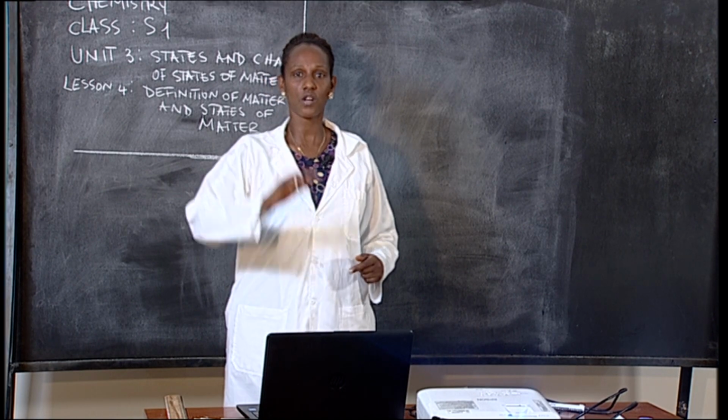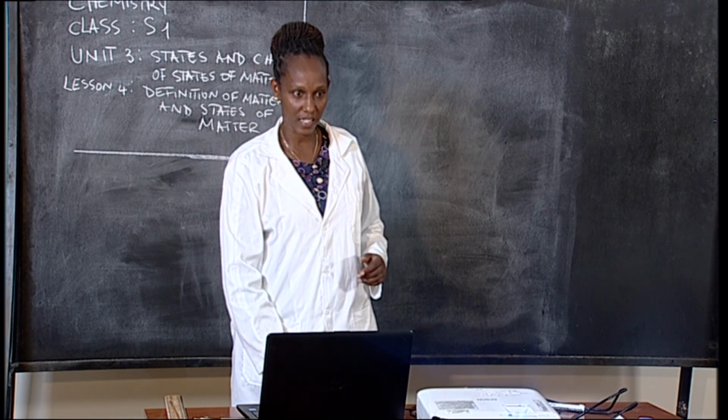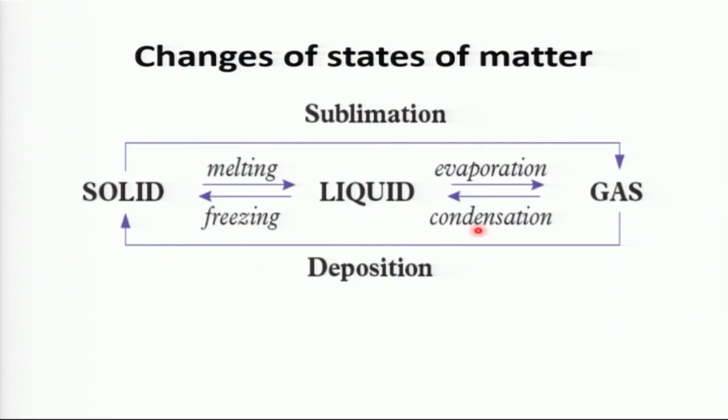So there is also this turning from the gas state to the solid state. Directly from gas, without passing into a liquid state, directly to solid state, we call that deposition. So those are the changes that happen when you're trying to change the states of matter: from solid to liquid, from liquid to gas, directly from solid to gas, and from gas to solid. Hope that is very clear to everybody here. Any question?